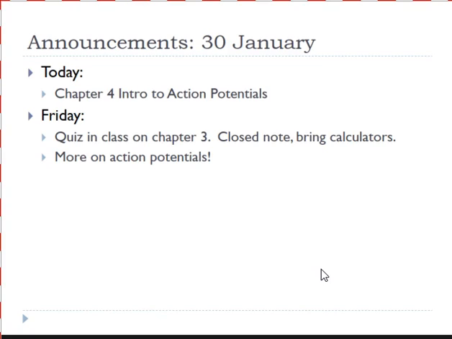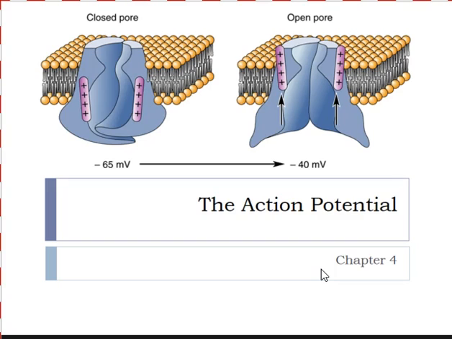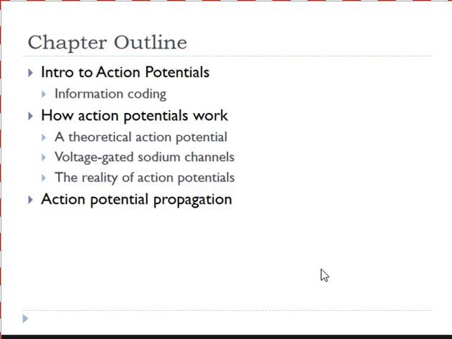What we're going to be talking about in this chapter is basically what happens when a neuron gets excited. It will fire what's called an action potential, which is a radical, massive change in membrane potential that occurs over a short period of time. So that's what we're going to be trying to understand.